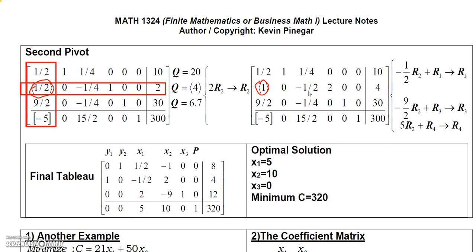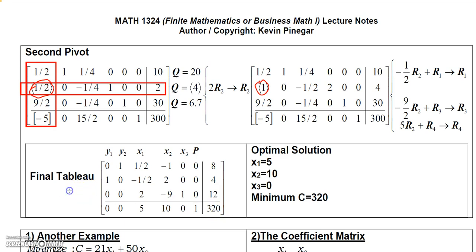Now 5 times negative a half would be negative 5 halves. Now stay with me here. Negative 5 halves plus 15 halves would be 10 halves, and 10 halves is just 5. And then 5 times 2 is 10, and then 10 plus 0 is 10. And then 5 times 0 plus 0 is 0. And then 5 times 0 plus 1 is 1. And then 5 times 4 would be 20, and add 20 to 300, and you get 320.